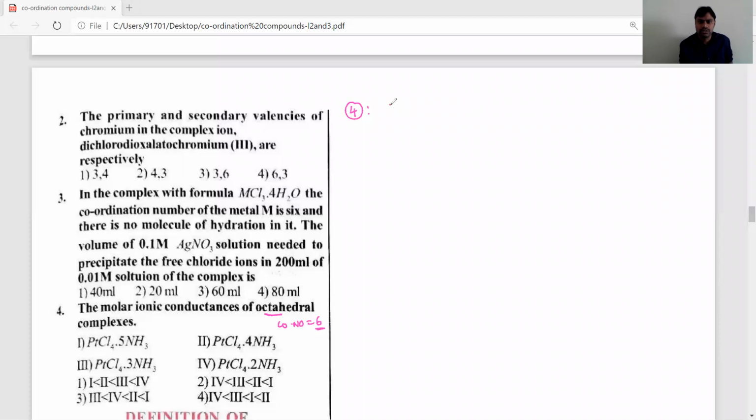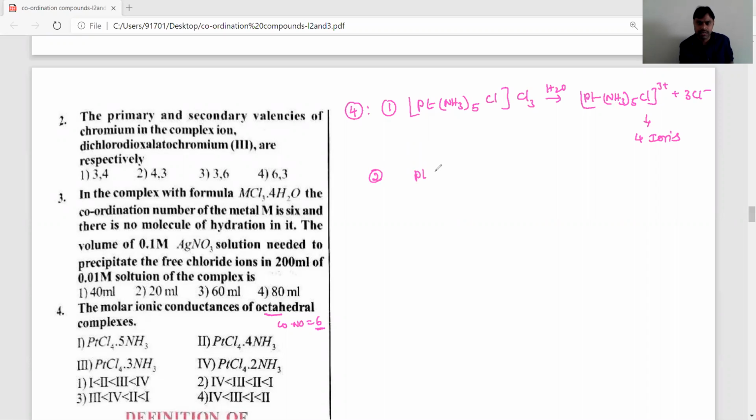Now let's see the first one, Pt(NH3)5 Cl4. Ammonia is neutral, and coordination number 6 is required, so one chloride ion will be in the coordination sphere and the remaining 3 chloride ions outside the sphere. So whenever it is in water, it produces [Pt(NH3)5Cl]3+ and 3 chloride ions. Total 4 ions are present. If the number of ions increases, then the ionic conductance or molar conductance will increase.